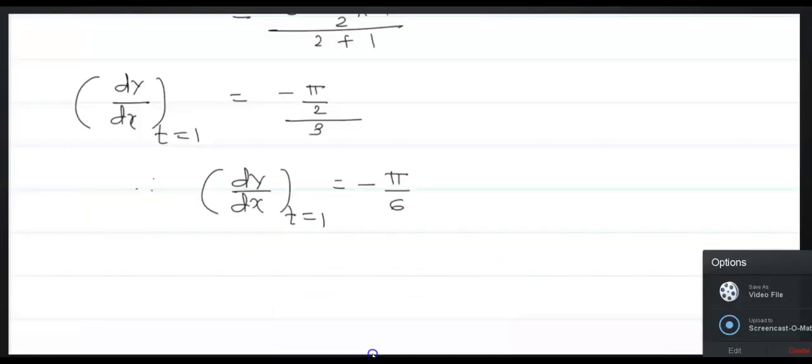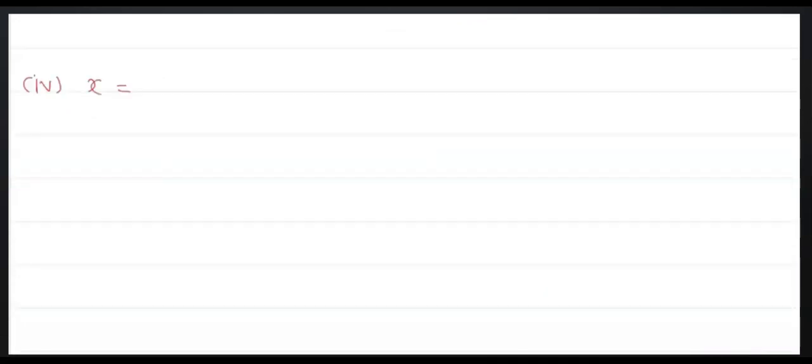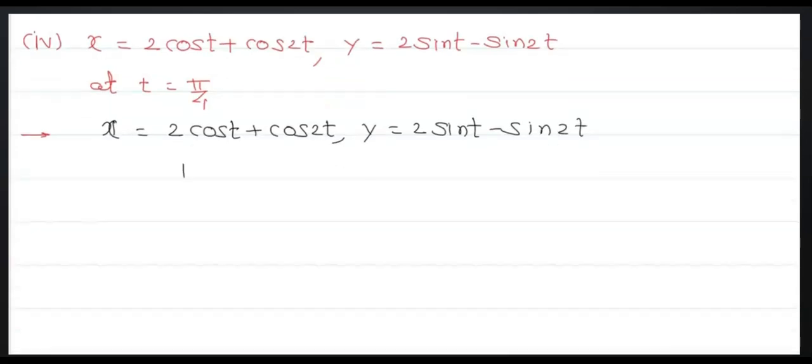Now the next one is x is equal to 2 cos t plus cos of 2t, y is equal to 2 sin t minus sine of 2t, at t is equal to pi by 4. Now differentiate this with respect to t. This is x and y.